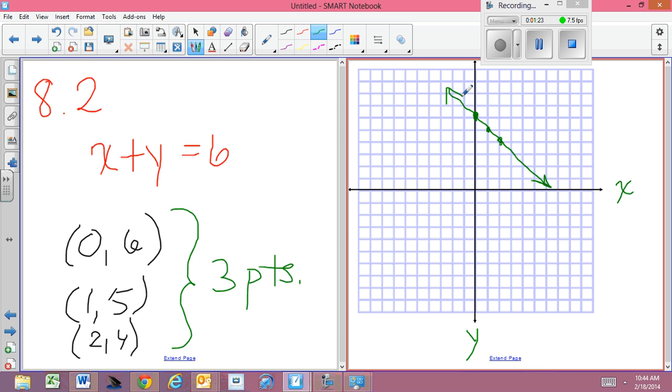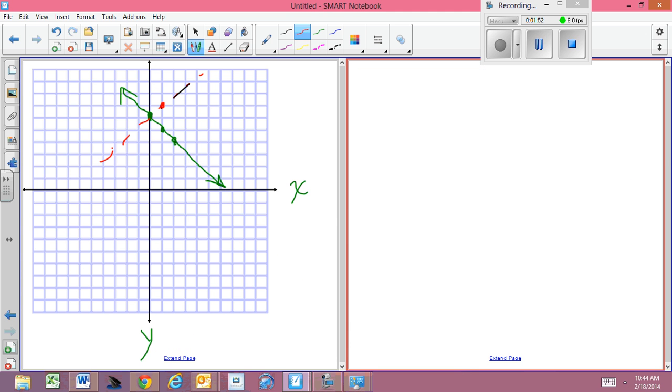Remember, I told you guys to do 3 points because sometimes you can make a small math error and maybe you miscalculate 1 point and you think it's up there. And if you don't have that third point to make sure all 3 points fall in a line, you might accidentally think your line looks something like that. So 3 points is a better way to make sure you have your line graphed accurately. That was about it from this section. So maybe I'll move on to section 8.3.